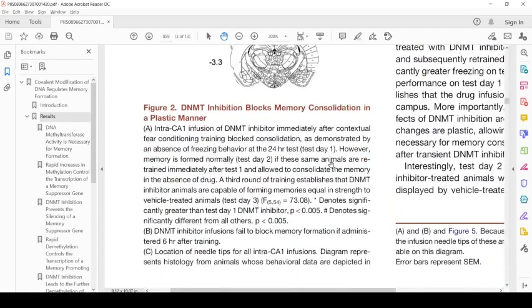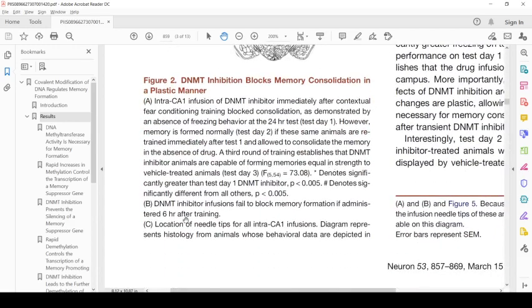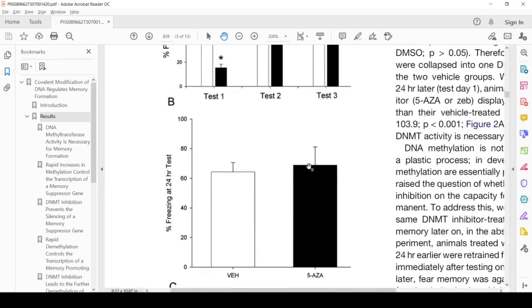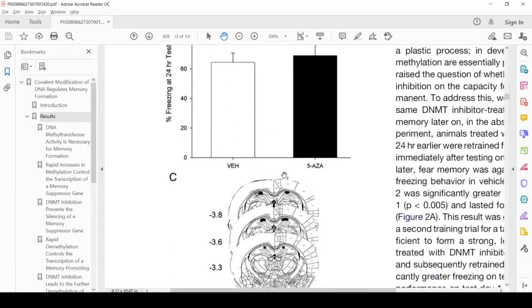So let's unpack the other figures here. Panel B: the DNA methyltransferase inhibitor infusions don't block memory formation if administered 6 hours after training. So this isn't immediately after now, this is 6 hours after. So presumably, this means that the memories have already been formed, so the DNA methyltransferase inhibitor has nothing to do here. Those methyl groups are already on the DNA. There's no difference in the freezing of these rats.